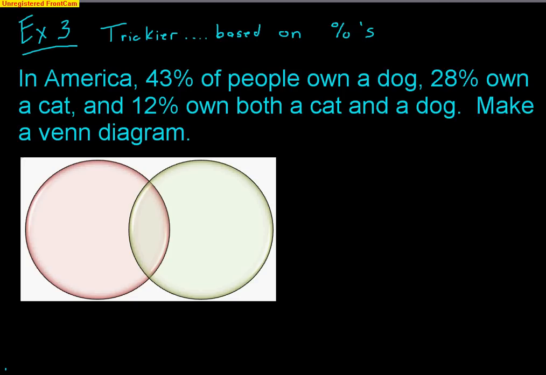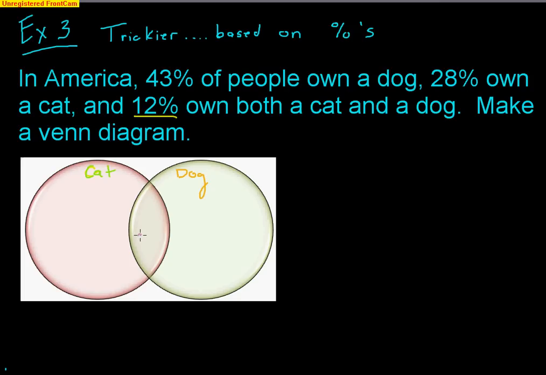Here's an example. In America, 43% of people own a dog, 28% own a cat, and 12% own both a dog and a cat, or a cat and a dog. Make a Venn diagram. Alright, well the idea here is to start with the middle, because I know 12% own a cat and a dog. So let's have the red circle be cat, and let's have the green circle over here be dog. Okay, now I know that 12% have both.